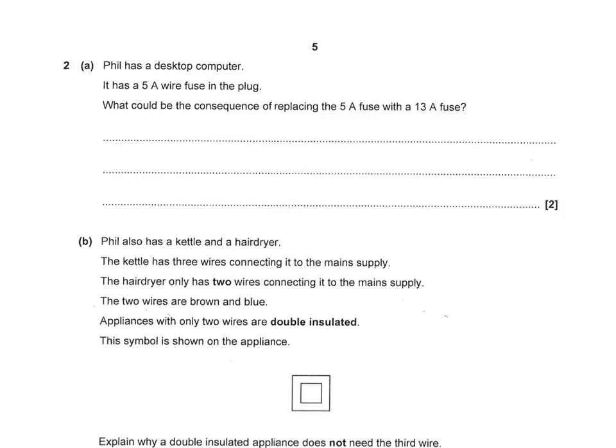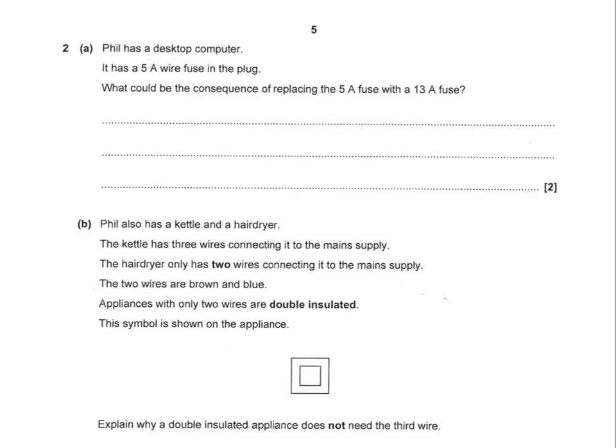Phil has a desktop computer. It has a 5 amp wire fuse in the plug. What could be the consequence of replacing the 5 amp fuse with a 15 amp fuse? So this is the idea that when the current is too high for the computer, the 13-amp fuse will not melt or blow, and that means that it could result in overheating or damage or a fire in the computer. So those 2 points in either of those 2 marks.